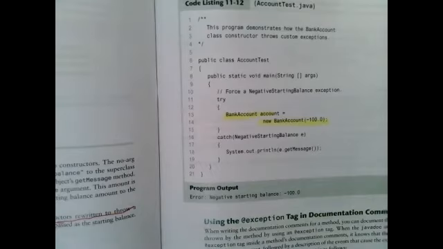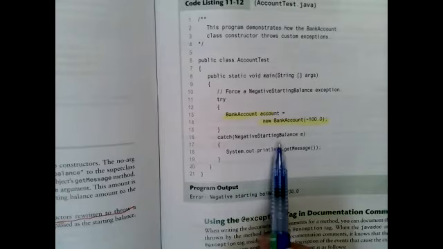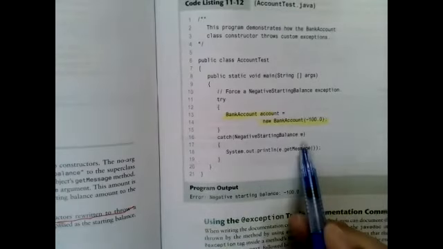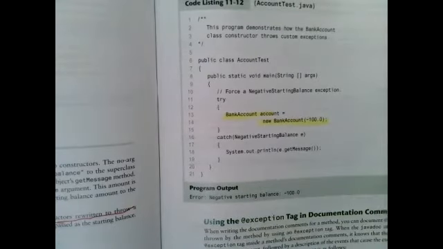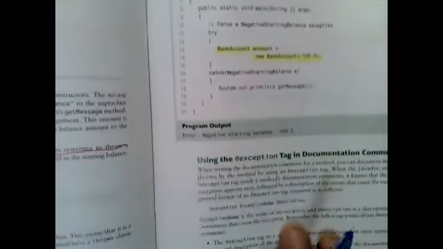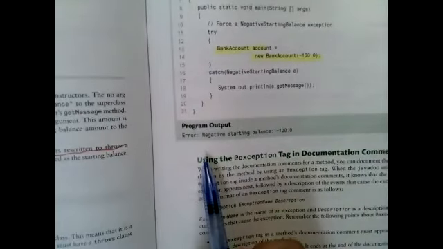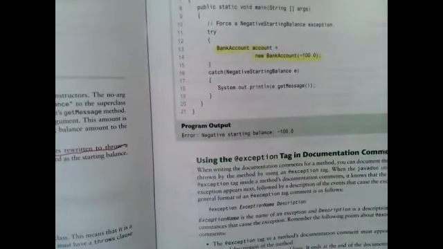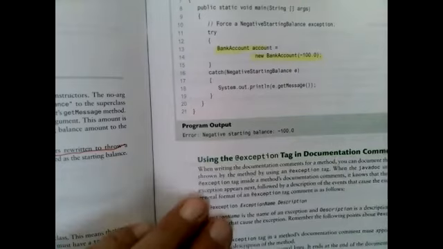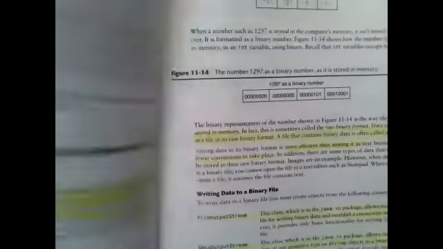System.out.println.get message. And again, this is the negative start balance. This is going to call what we've seen before, e as an object name. Here's my error message that was created. Error negative starting balance, negative $100. Still with me? I hope so.